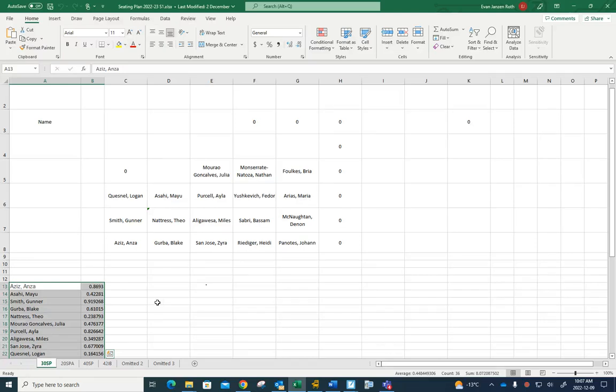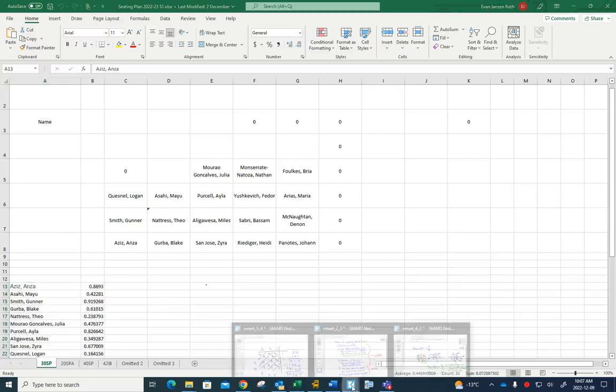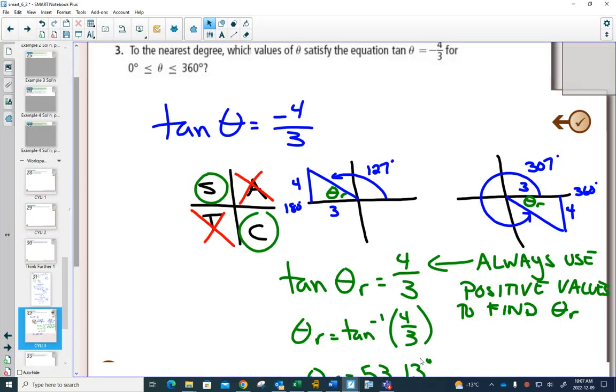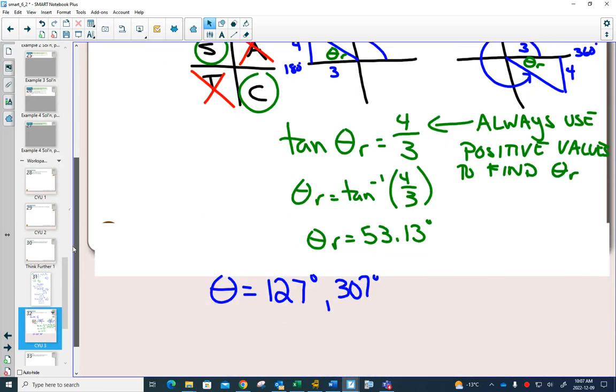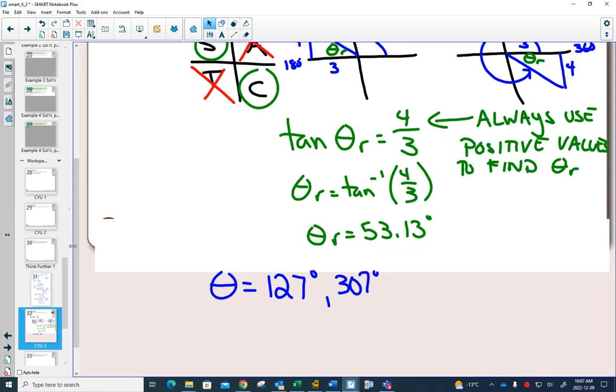So now there's always two places where sine can be positive and two places where sine can be negative. Two places where cos can be positive, two places where cos can be negative. And so in these questions, to the nearest degree, solving them, we often get two answers, because from 0 to 360, there's always two places where something's positive and two places where something's negative.